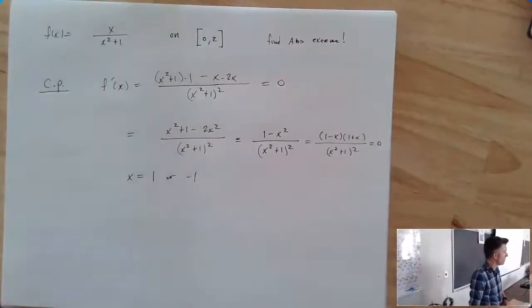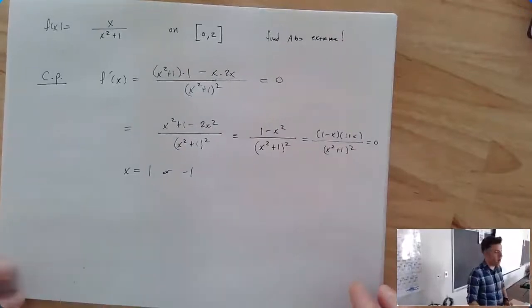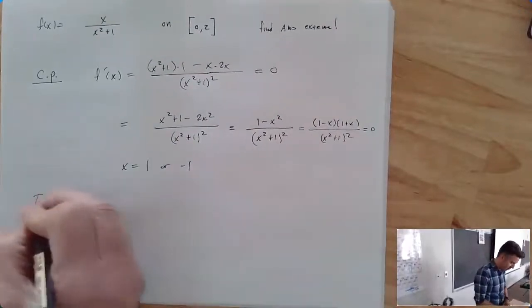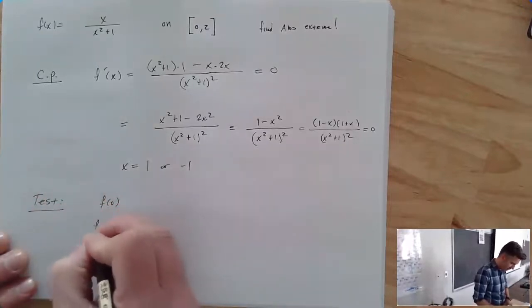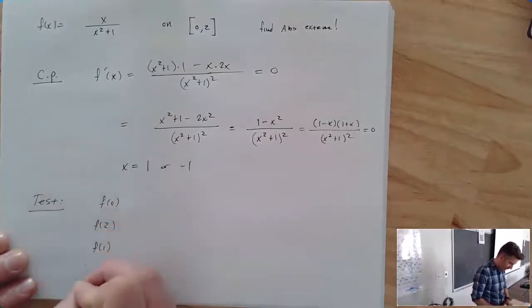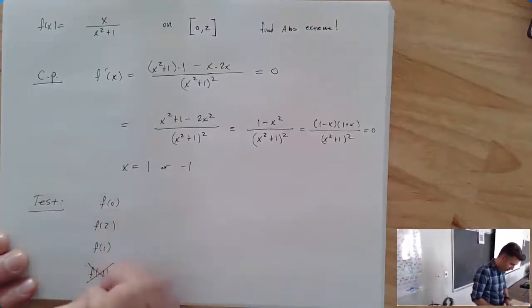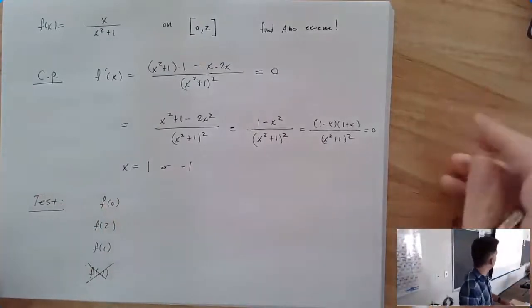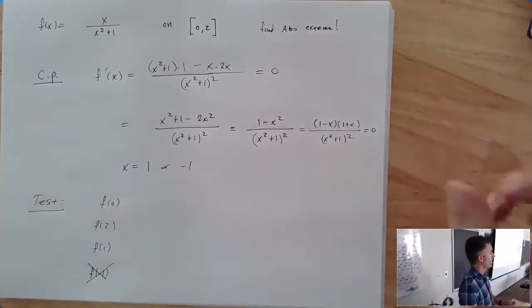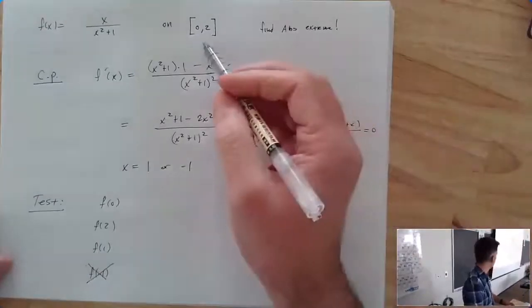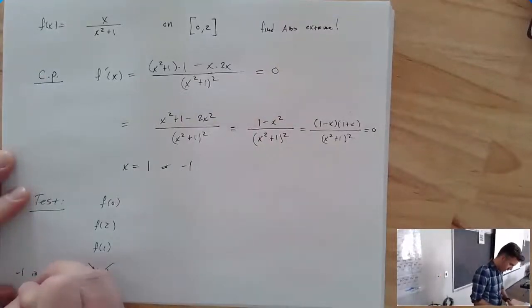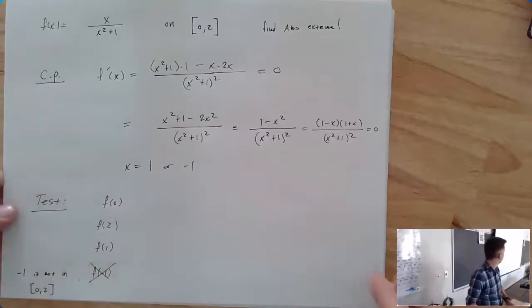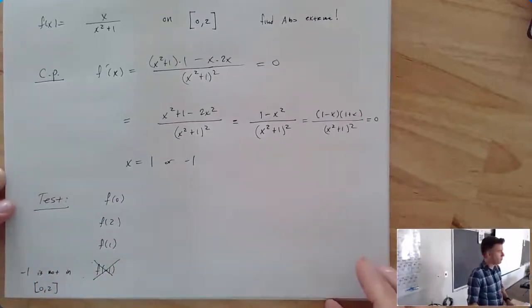Right. Okay, so now here's something to be aware of. When I'm trying to test all my points, I'm going to test f of 0, f of 2, f of 1, and not f of negative 1, because negative 1 isn't in my interval. So you only want to test the ones that are actually in the interval that you're looking at. Negative 1 is not in the interval from 0 to 2, so we don't bother with it.